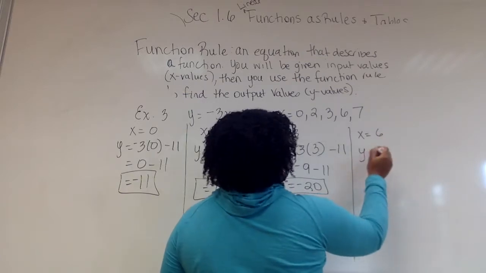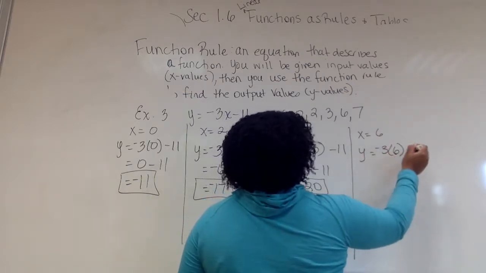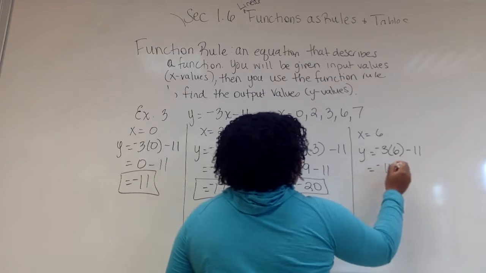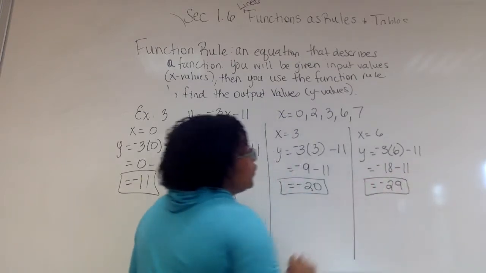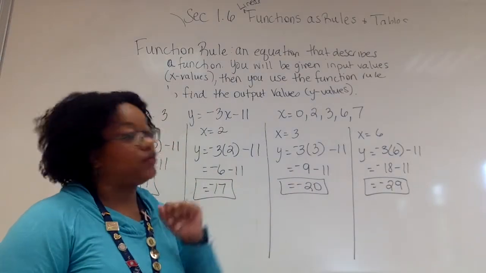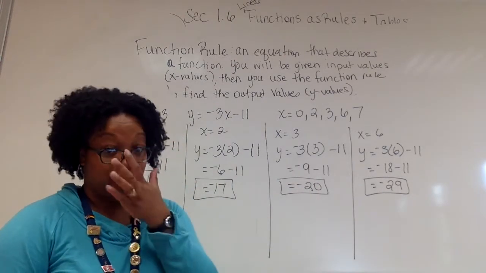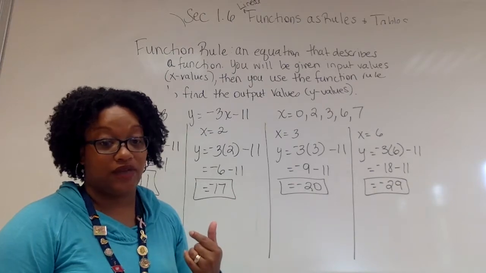X equals 6. -3 times 6 minus 11. -18 minus 11. -29. Please don't forget to box your answers. That's important because I'm not going to search all over the world for your answers.